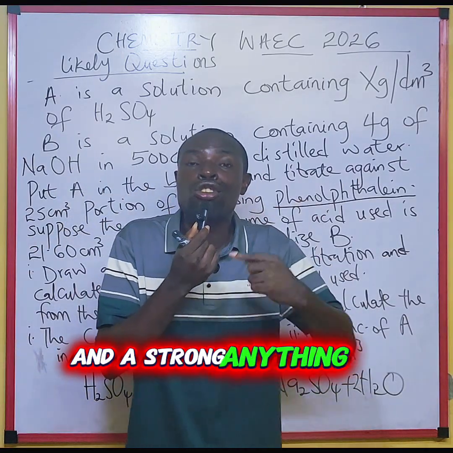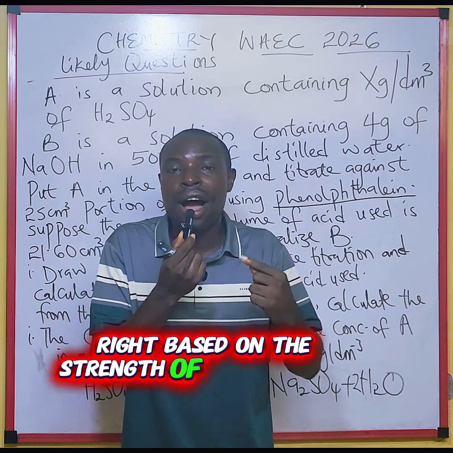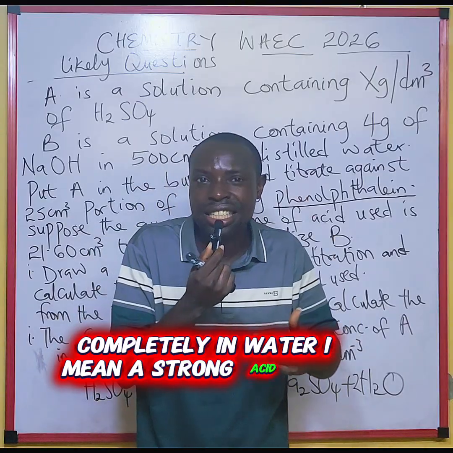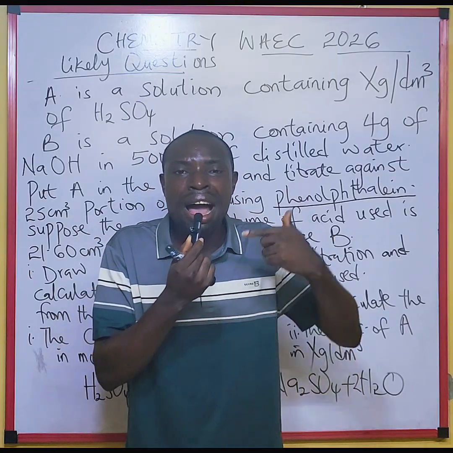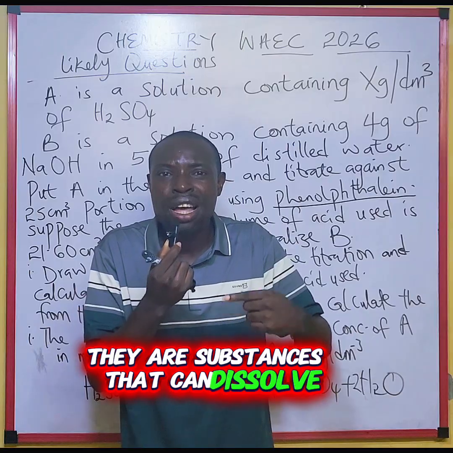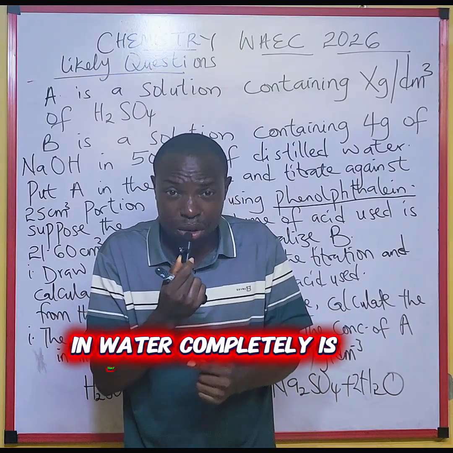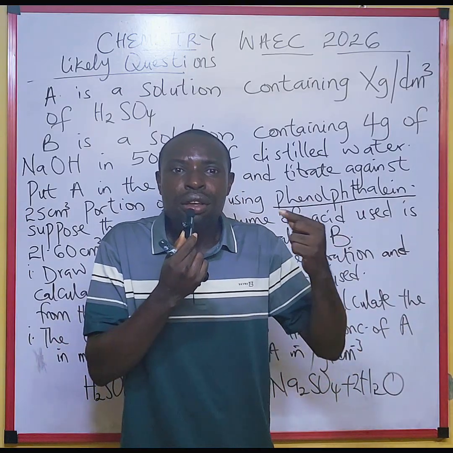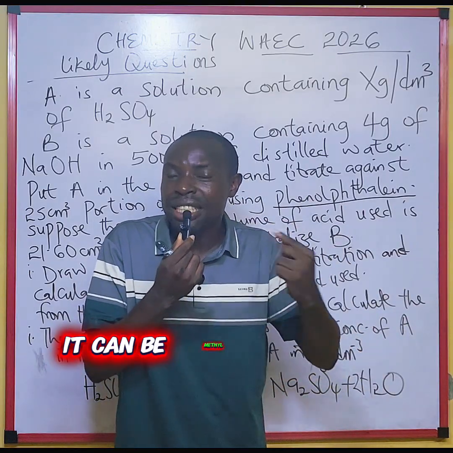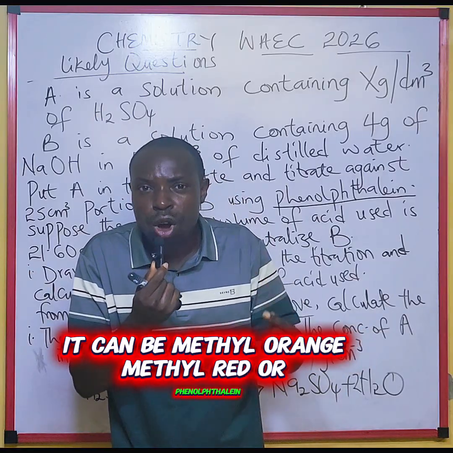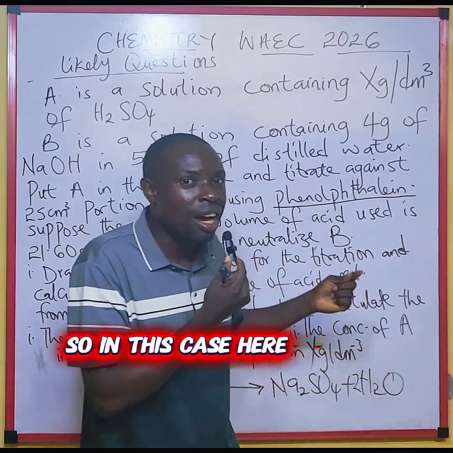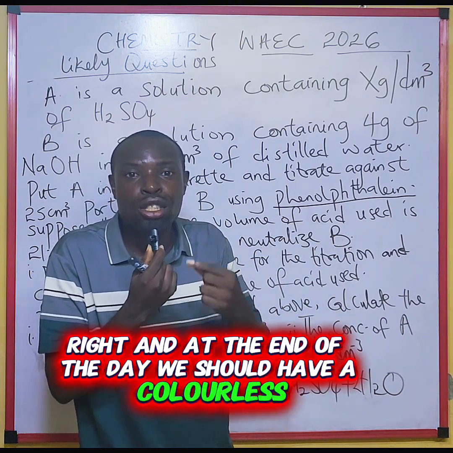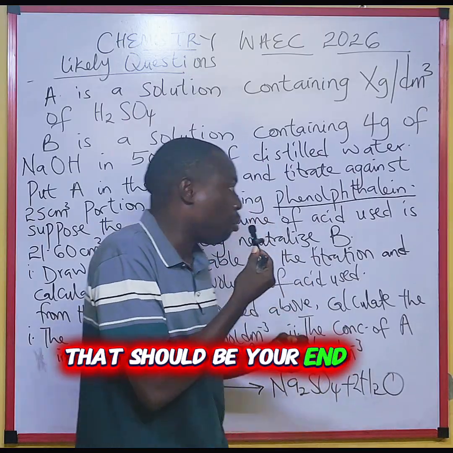And anything strong, based on the strength of an acid or a base, simply means that they can dissolve completely in water. I mean, a strong acid or a strong base are substances that can dissolve in water completely. Is that understood right now? And as such, we can make use of any indicator. It can be methyl orange, methyl red, or phenolphthalein. So in this case, we are making use of what now? Phenolphthalein, right? And at the end of the day, we should have a colorless solution by the time you titrate it. That should be your end point.